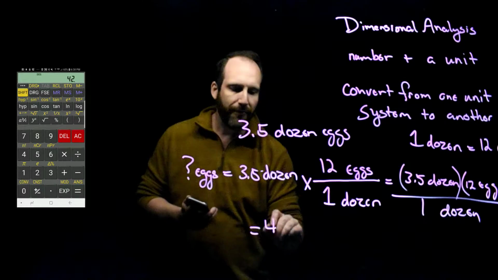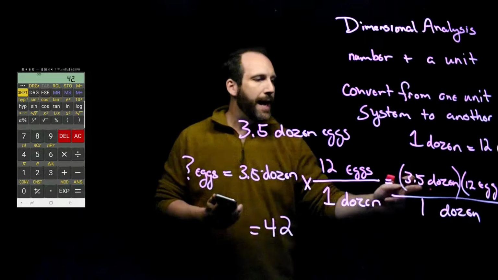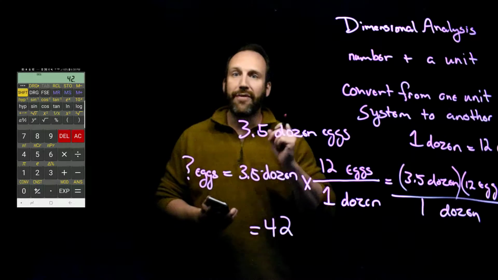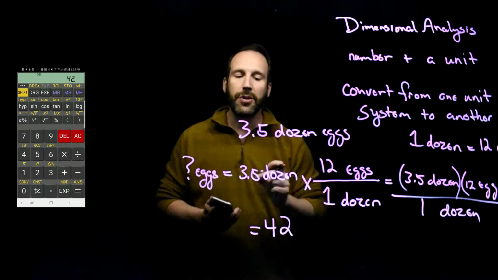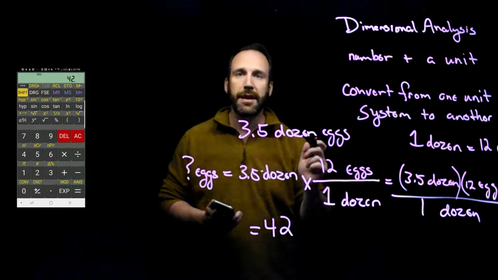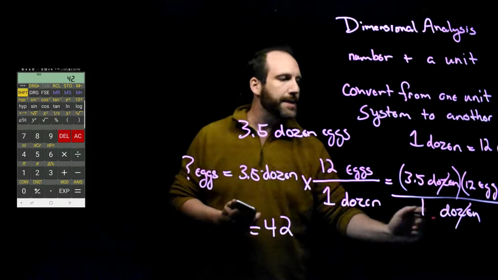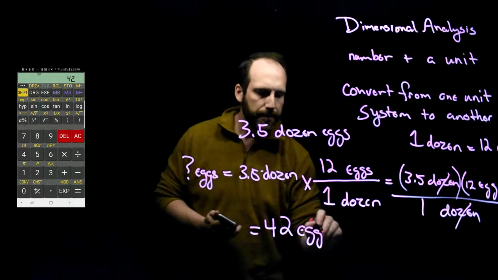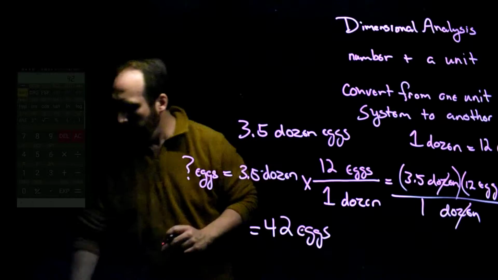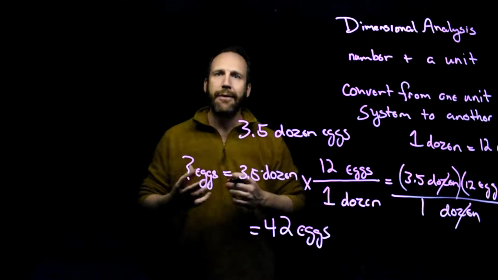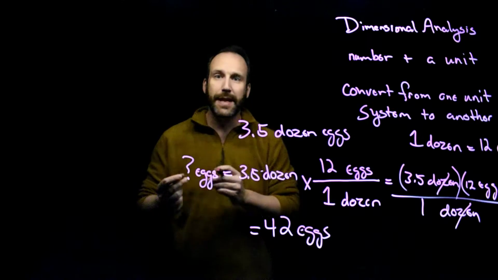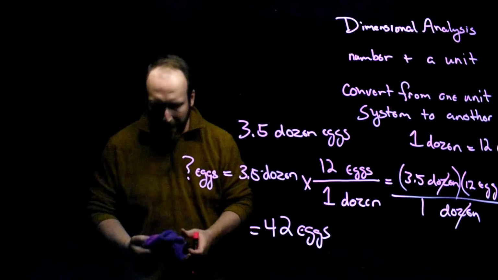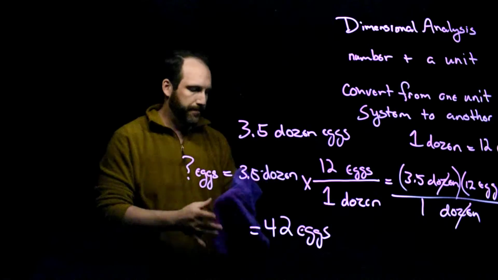So that equals 42, and now I've got dozen times eggs divided by dozen. Remember, if I have a unit that's in both the numerator and the denominator, those two units cancel. So the only unit that I'm left with is eggs. Okay? So again, dimensional analysis is allowing us to convert from one unit system into another unit system. Let me erase this and then we'll try one more.